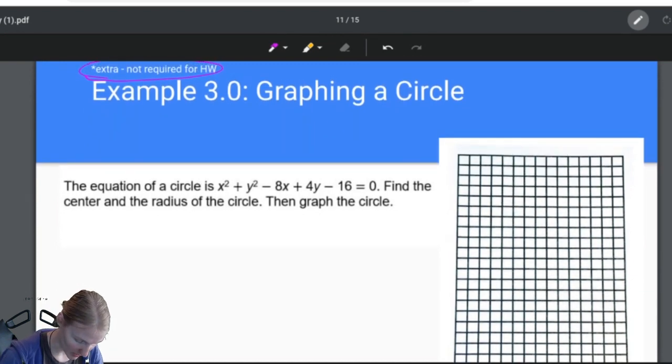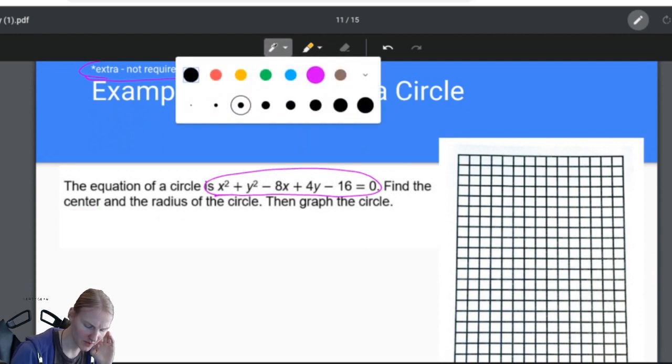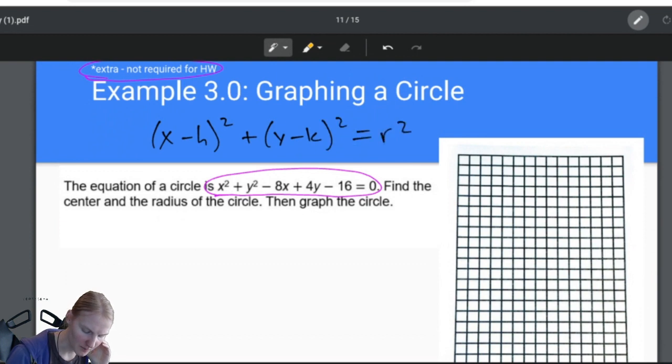So in this question, I am told that this is the equation of a circle. Find the center and radius, then graph the circle. Interesting. Okay, so same as last time, but this right here does not look like what it is supposed to be: (x minus h) squared plus (y minus k) squared equals r squared. These do not look the same to me at all.